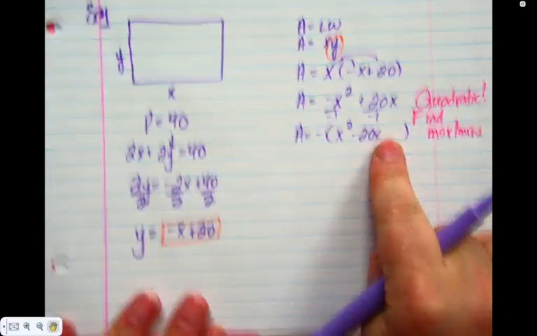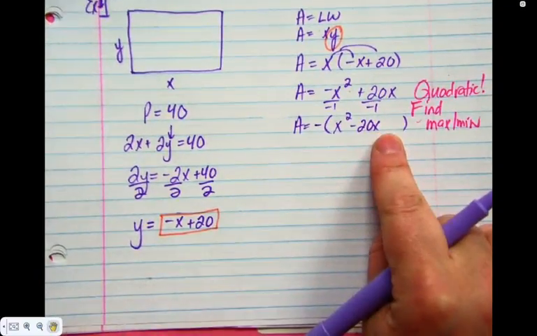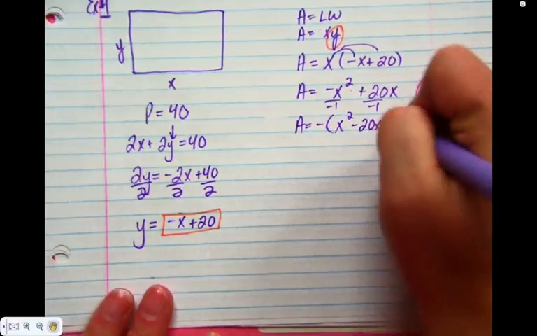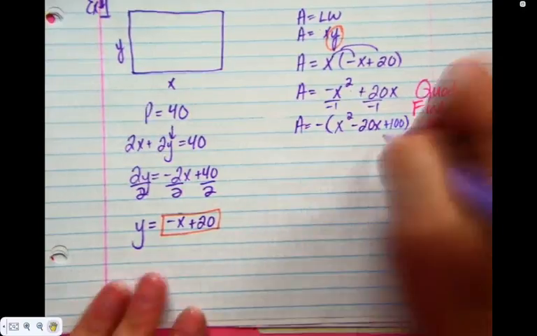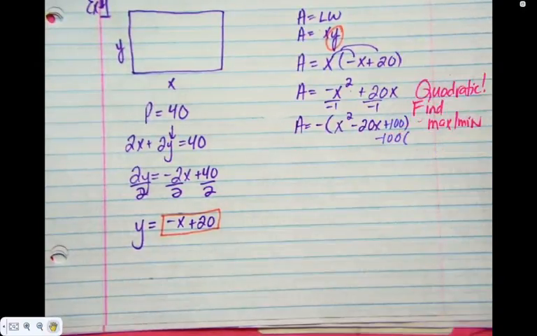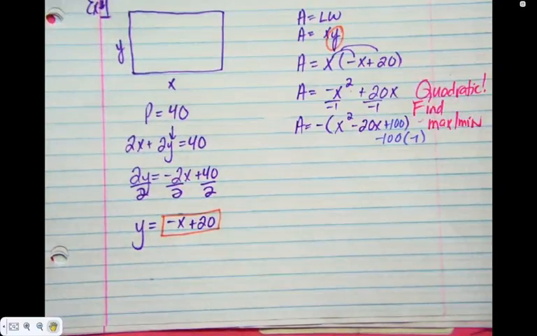How do I get the magic number? 20 divided by 2 squared. So 20 divided by 2, 10 squared, 100. I need to balance him, so I need to minus 100, except I need to multiply by the negative 1 in the front. Still with me?